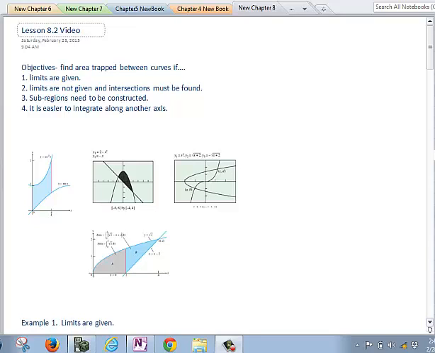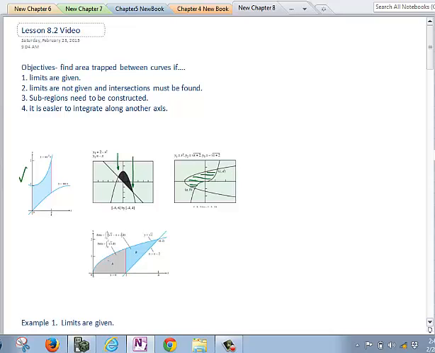We're talking about 8.2 in our textbook, and this is on finding trapped areas. And I have depicted below 4 scenarios for finding trapped areas. The first one is when the limits are given. They tell us where to start and finish the integral. The second one, we have to solve for the points of intersection. The third one, we have to figure out what subregions need to be constructed to find the total area. And the fourth one, we might have a change of our top function compared to our bottom function.